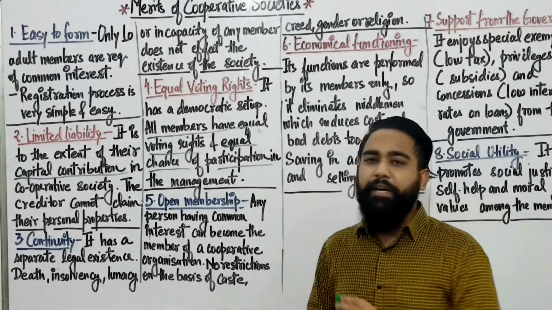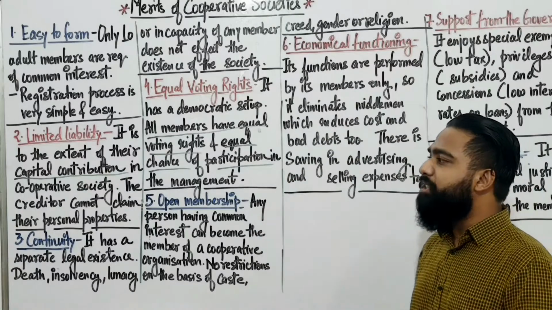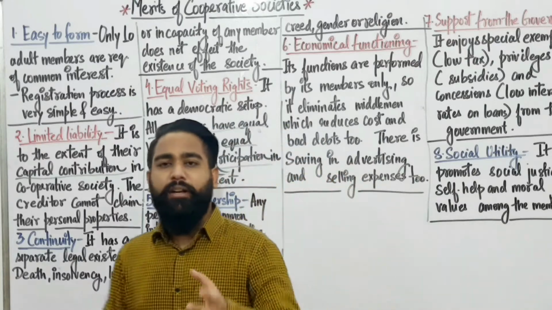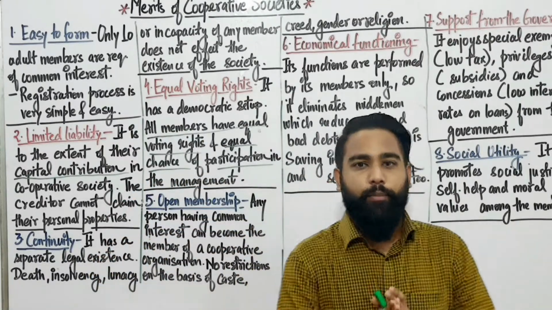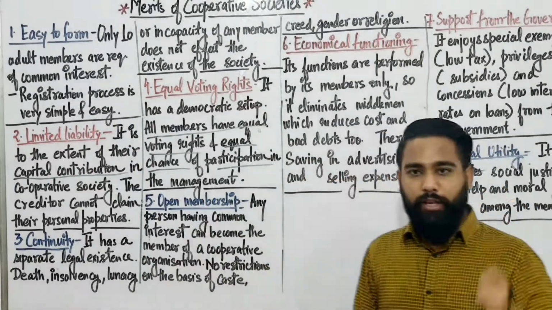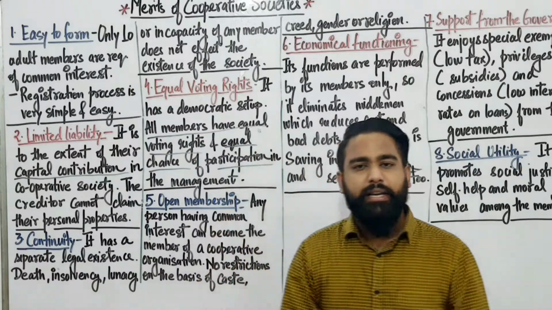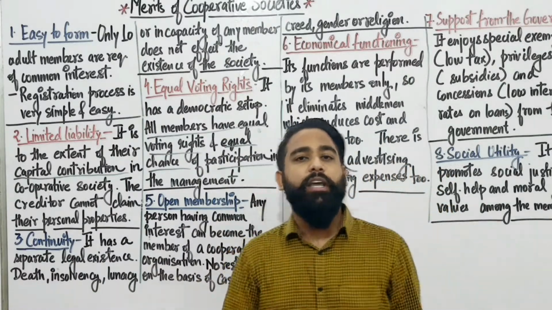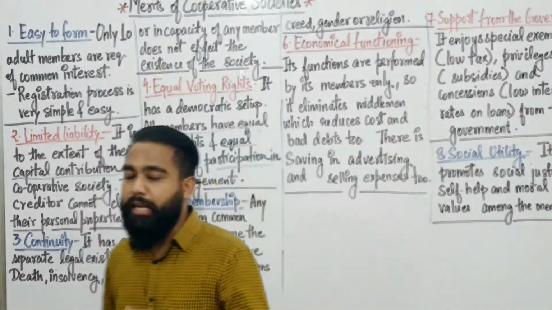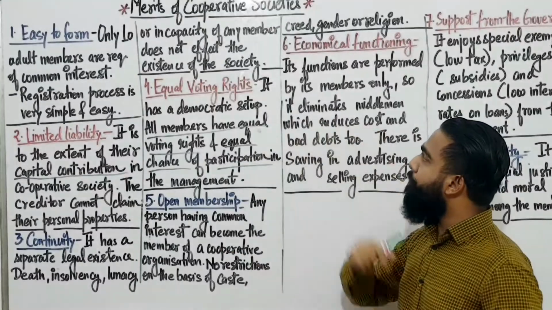Now, the second one is limited liability. The limited liability of the members is up to the extent of their capital contribution, which means the amount which you have contributed as capital, only that much amount you are liable for. But there is a limited liability, because the creditors cannot claim your personal property. If you are a member of a cooperative society, the creditors, those persons who need that money, cannot claim your properties. So, there is a limited liability under the cooperative society.